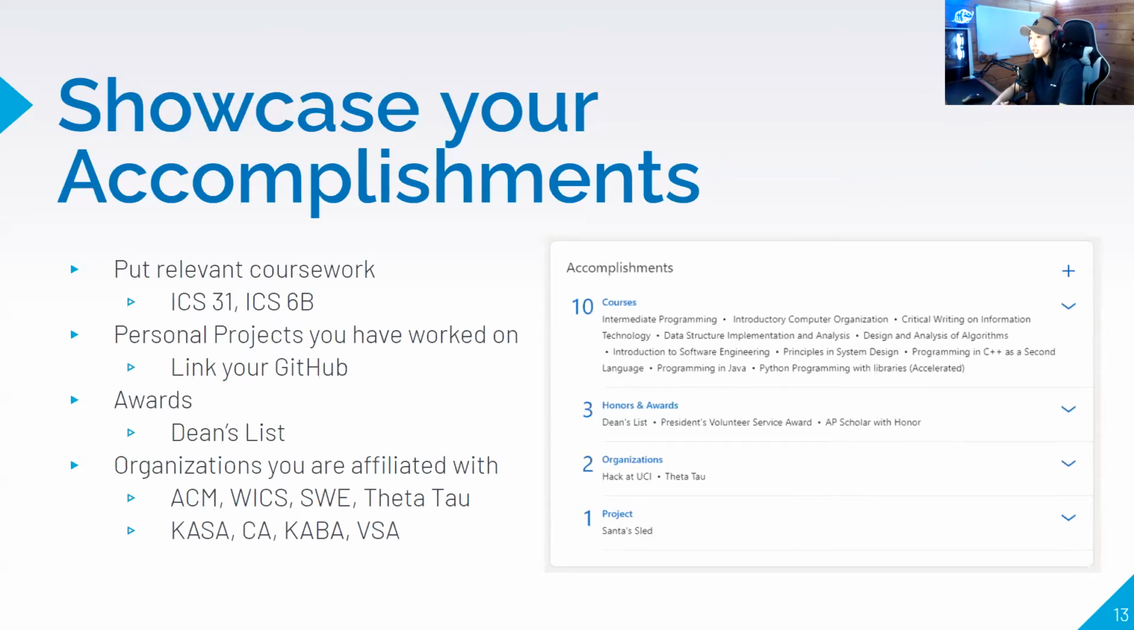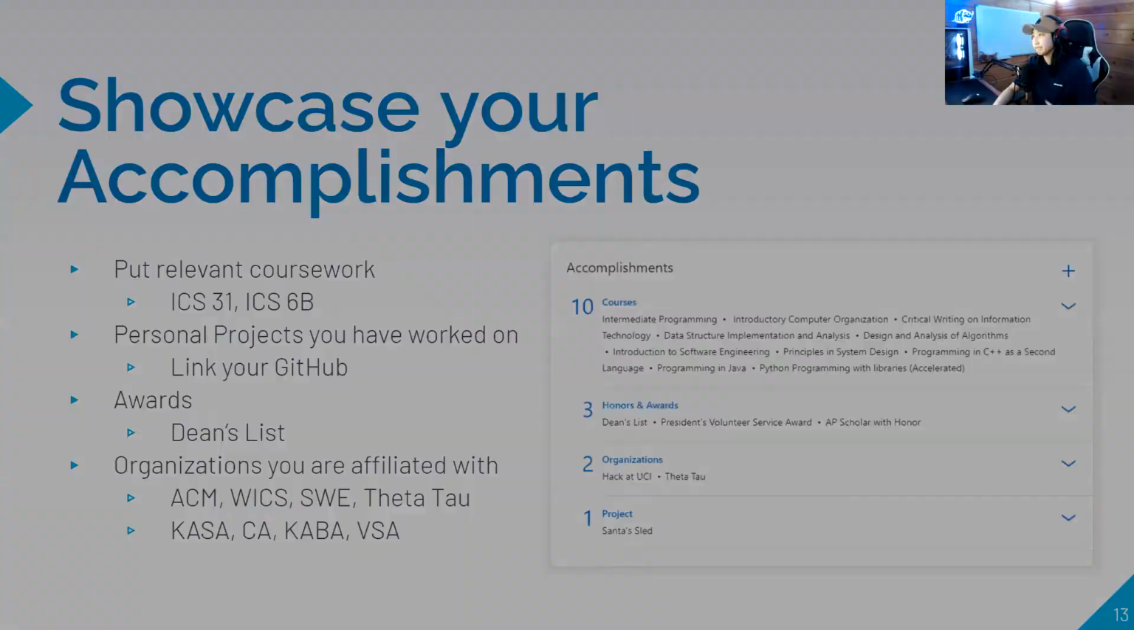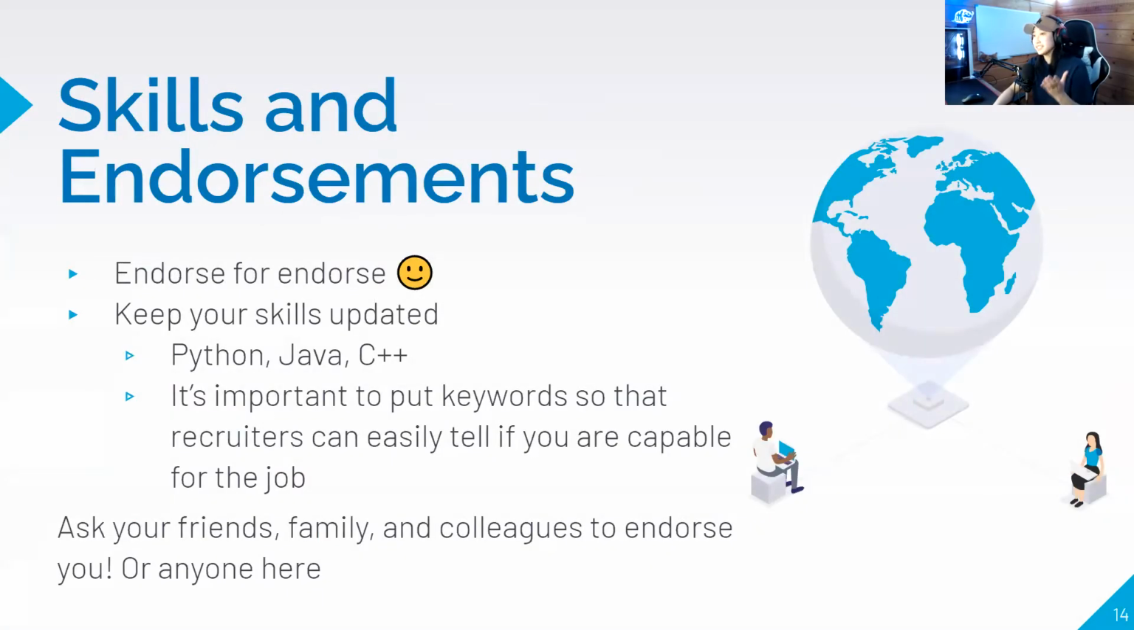If you have any personal projects, make sure you link those as well. So link your GitHub and everything. Any awards you have, whether it be Dean's List, throw it in as well. Just get everything that you can. And any organizations that you're affiliated with as well. The organization thing is a small thing, but it might go a long way. A recruiter might look at it and be like, oh, I was a part of that club when I was an undergraduate as well. Finding similarities like that might make the recruiter like you a little bit more. Another thing is skills and endorsements.